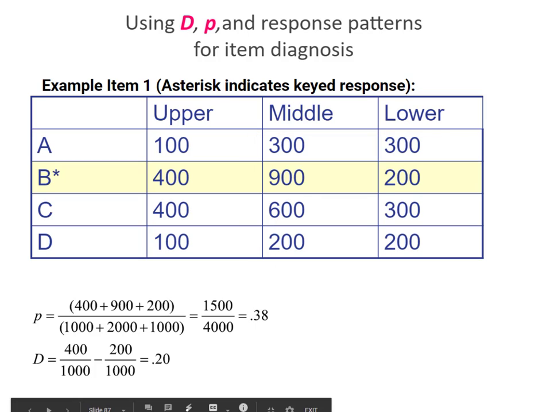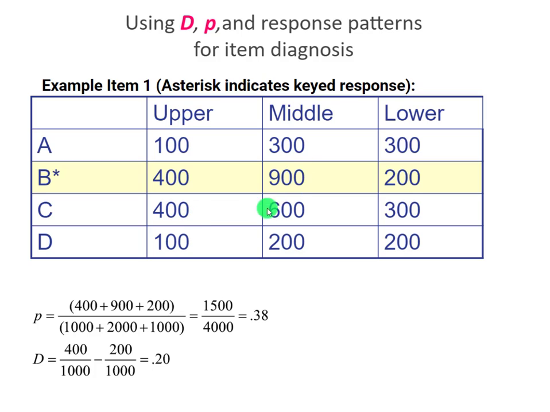Let's look at the other things here. Let's look to see where students might have made a mistake. Well, if looking at the upper group, there's something about C that is confusing my students. My upper group is really split between choosing B and choosing C.